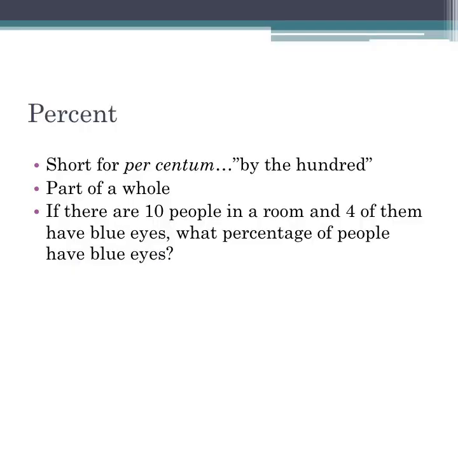You know that a percent is always parts of a whole, and then you multiply by 100 to do a percent. So percent is short for per centum, Latin words, which translate as by the hundred. And that means it's part of a whole. So if I give you a little simple problem, if there are 10 people in a room and 4 of the folks have blue eyes, what percentage of people have blue eyes?